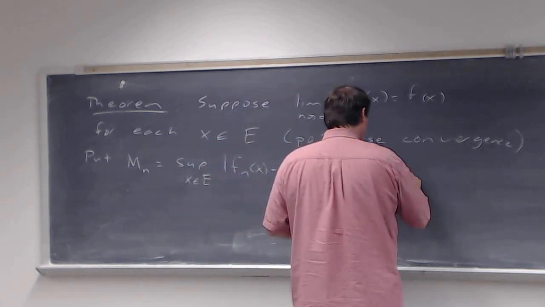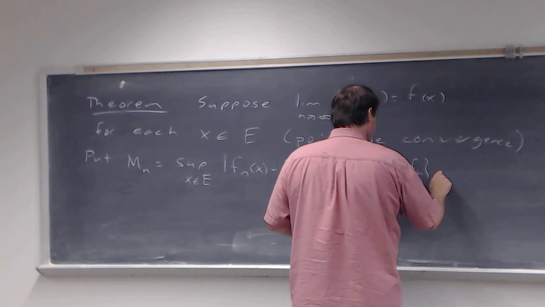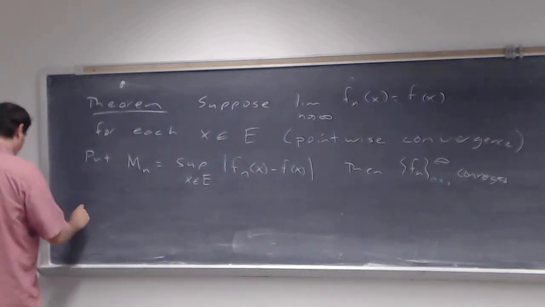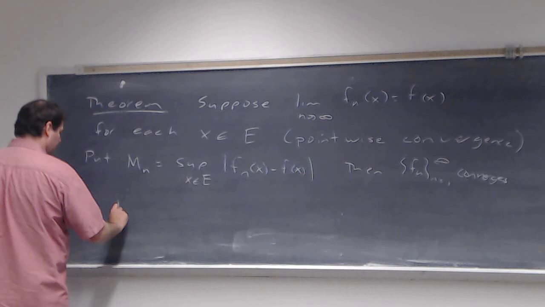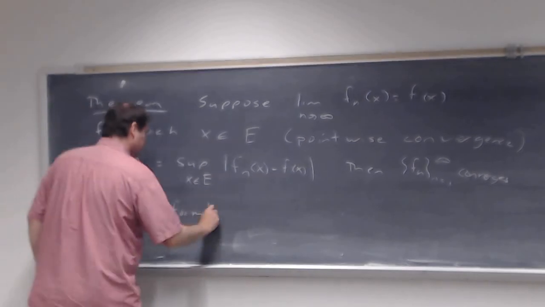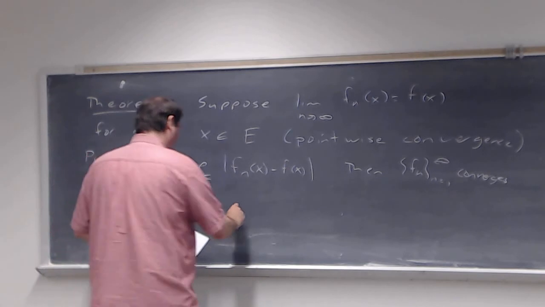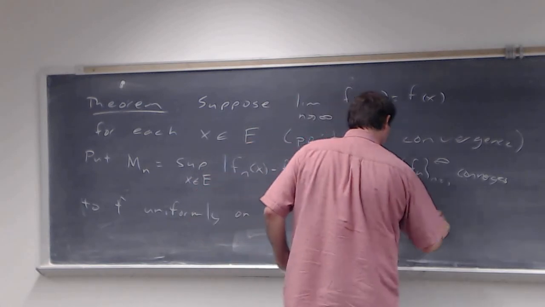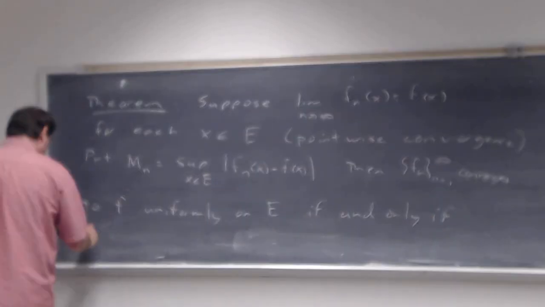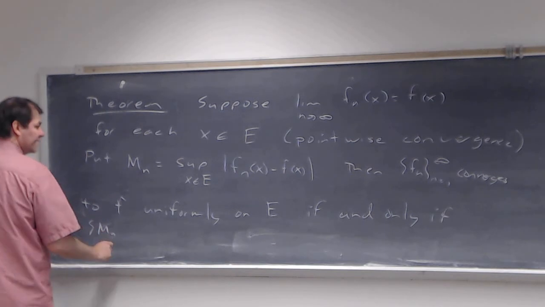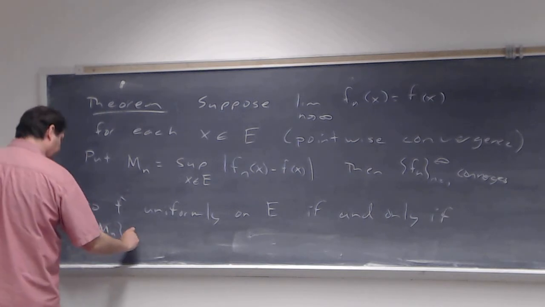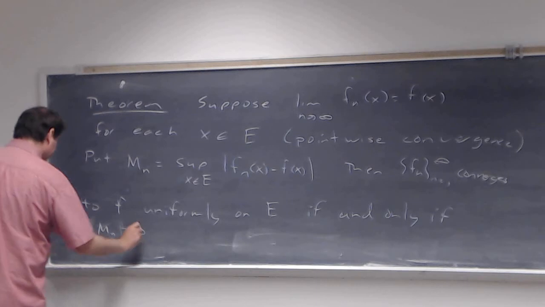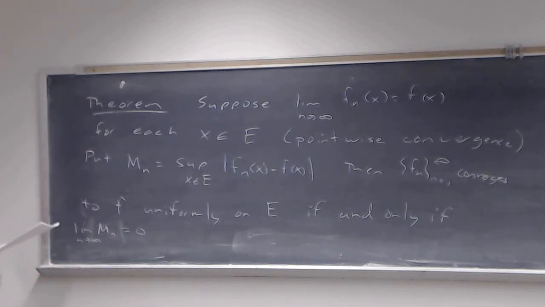Then the sequence f sub n, as n runs from 1 to infinity, converges to f uniformly on E if and only if the sequence of M sub n's converges to, here I'll just say, the limit as n goes to infinity of M sub n equals 0, and that's the theorem.